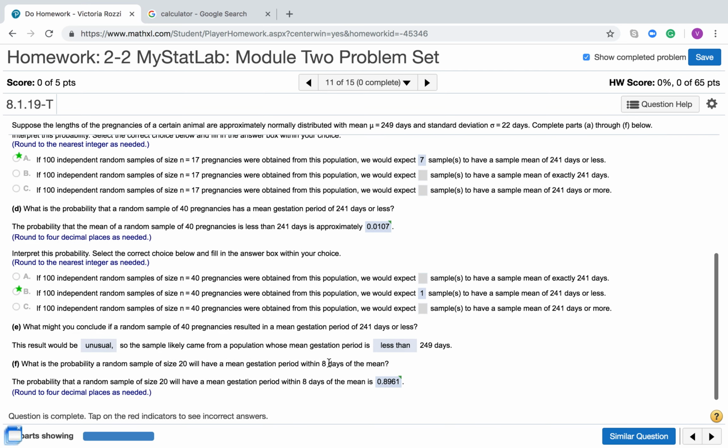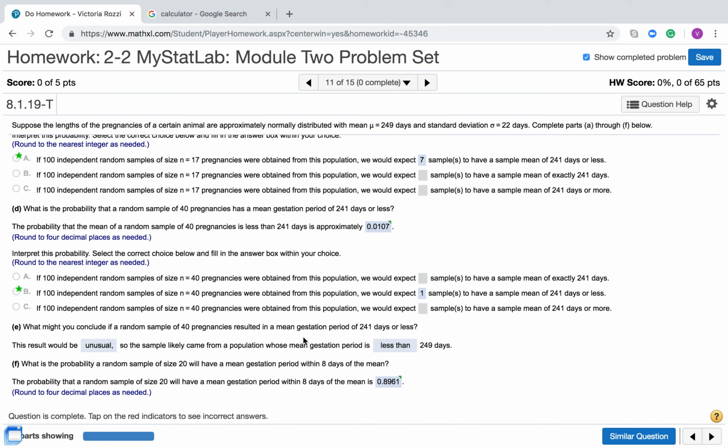Okay. Part E, what might you conclude if a random sample of 40 pregnancies resulted in a mean gestation period of 241 days or less? So they're saying, what does this actually mean if the probability is 0.0107?